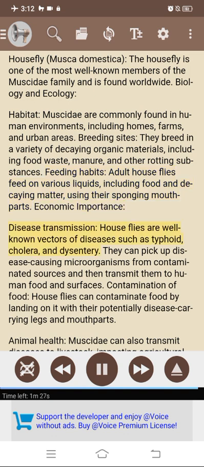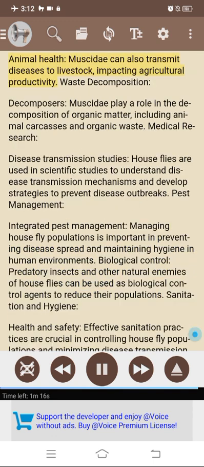Economic importance. Disease transmission. Houseflies are well-known vectors of diseases such as typhoid, cholera, and dysentery. They can pick up disease-causing microorganisms from contaminated sources and then transmit them to human food and surfaces. Contamination of food. Houseflies can contaminate food by landing on it with potentially disease-carrying legs and mouthparts. Animal health. Muscidae can also transmit diseases to livestock, impacting agricultural productivity.